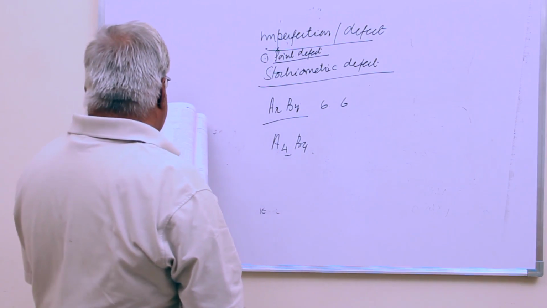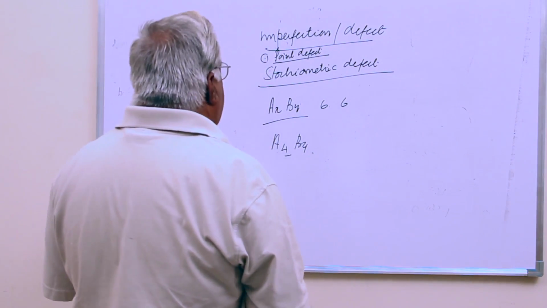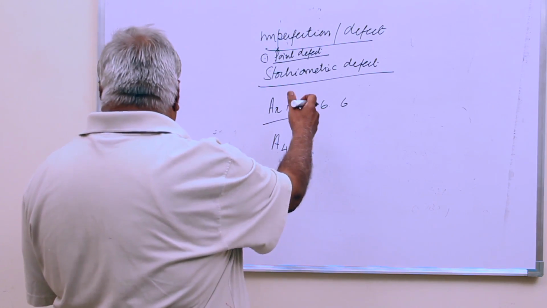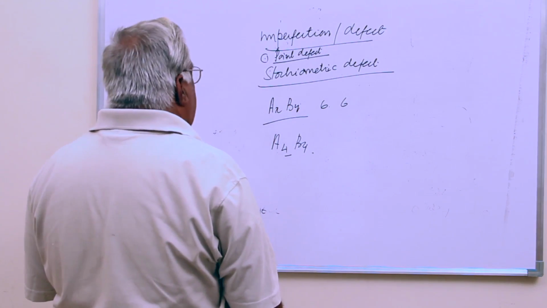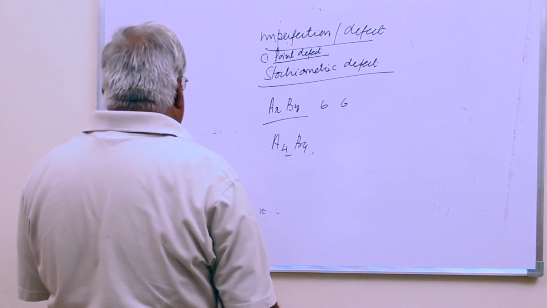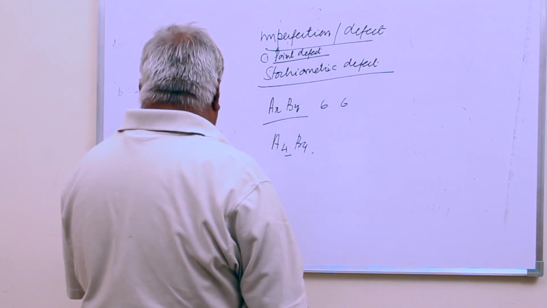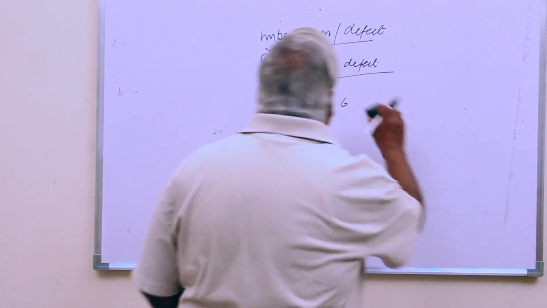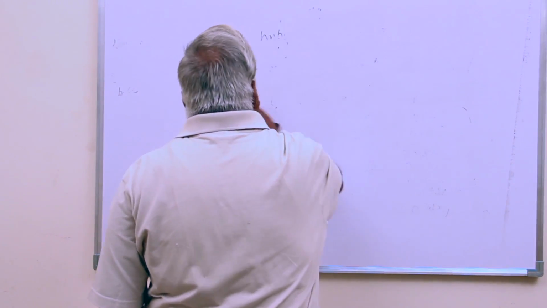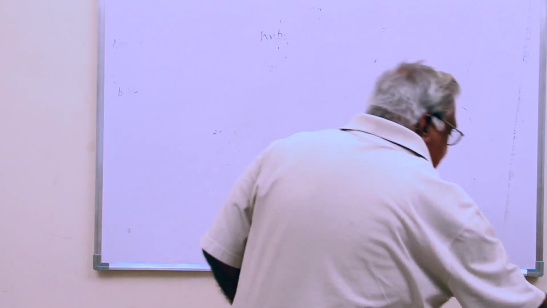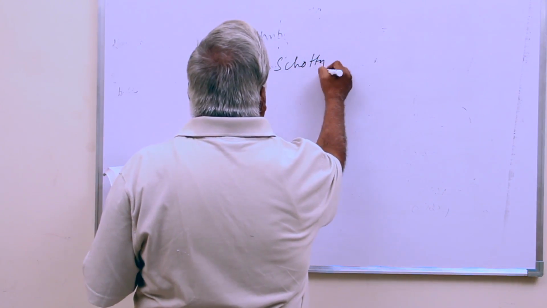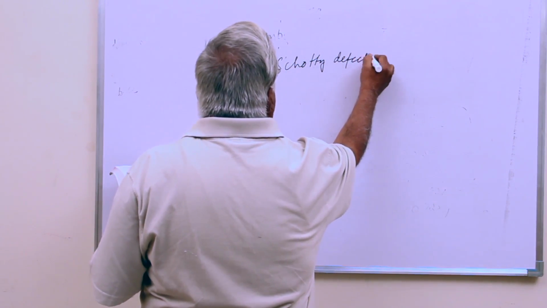That is, the number of cations and anions are exactly in the same ratio as represented by the chemical formula. These defects do not disturb the ratio of the cations and anions, so we call this a stoichiometric defect. The stoichiometric defect is further classified into two types. One we call the Schottky defect.